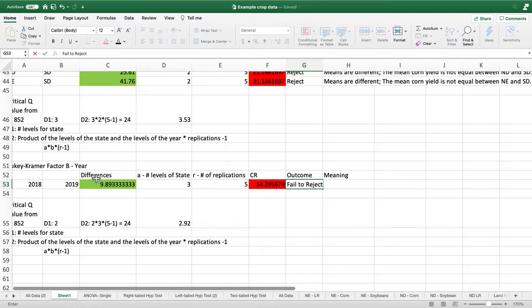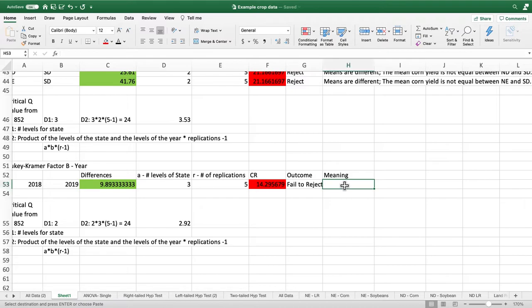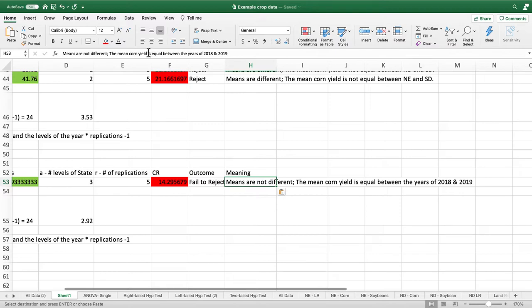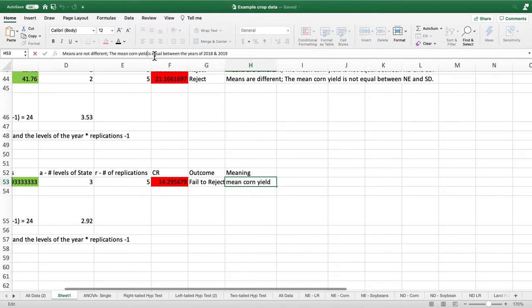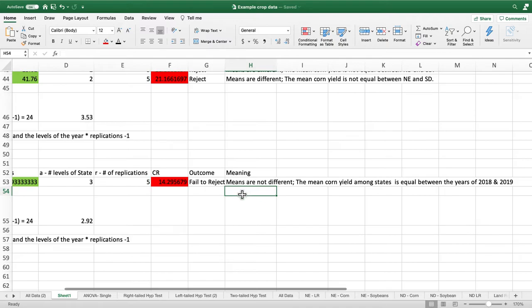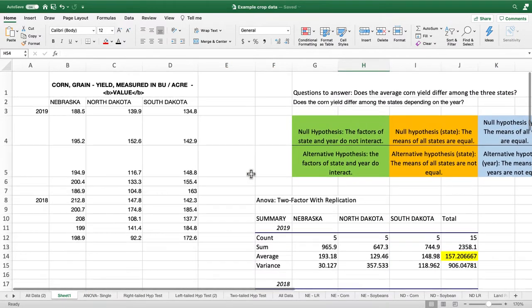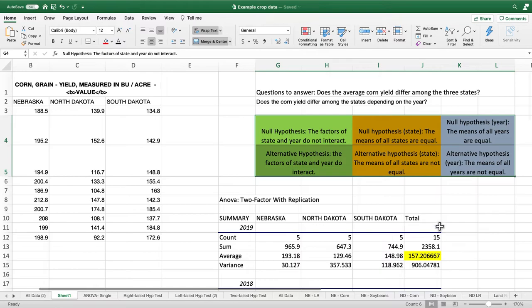So we find that here it's different, and our outcome is that we fail to reject due to the fact that our difference is smaller than our critical range. And when we fail to reject, what that tells us is that the means among the states are not different. The mean corn yield among different states, we'll say among states, is equal between the years of 2018 and 2019. So that's how you run a two-way or two-factor ANOVA test with 3 separate types of hypotheses.